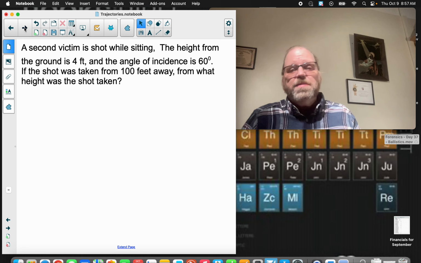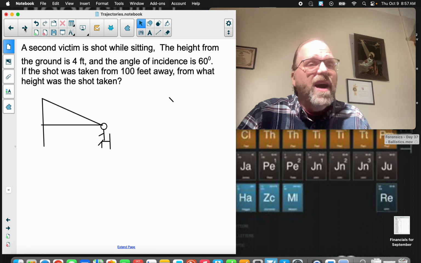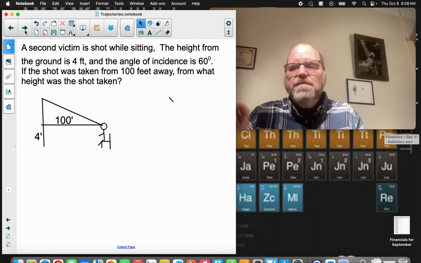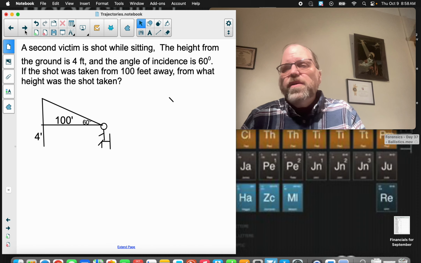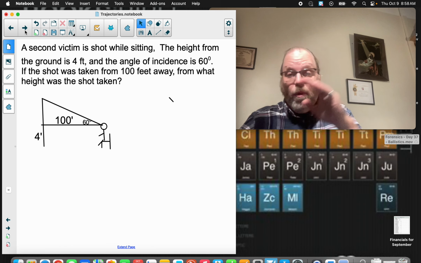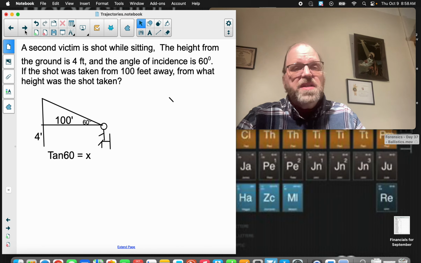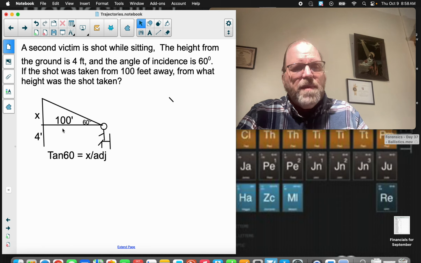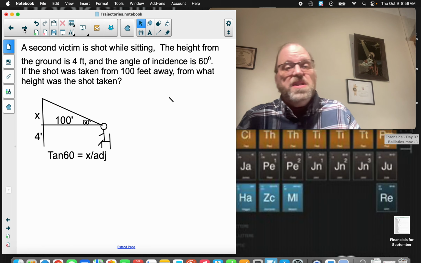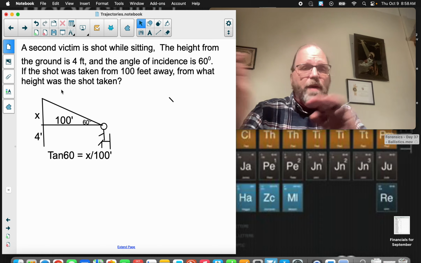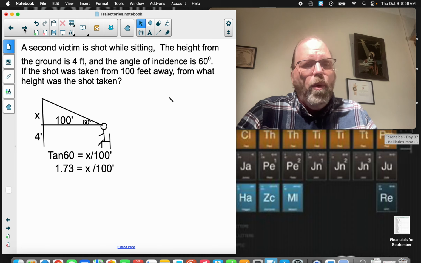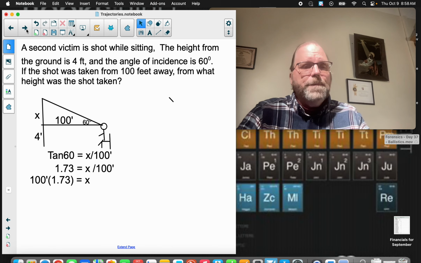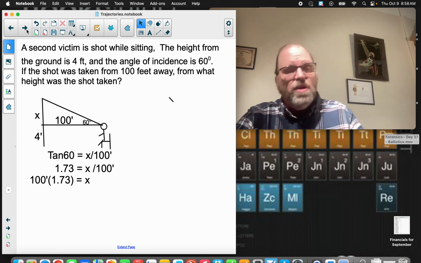Here we go. That's my photo. Again, no great artist. All right, so 4 feet, height the shot hits. 100 feet, distance the bullet travels. Angle of incidence, 60 degrees. So we're going to do the same thing we did before. We're going to use the tangent equation. Tangent of 60 is equal to x over adjacent, where x is that opposite side. 100 is the distance the bullet covers. Multiply up, get rid of the fraction. The tangent of 60 is 1.73. So multiply up, 100 times 1.73, just move the decimal two places to the right.